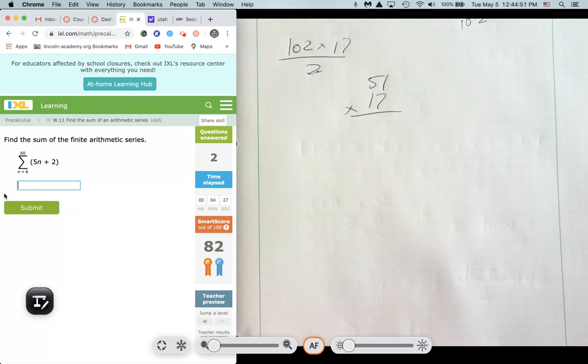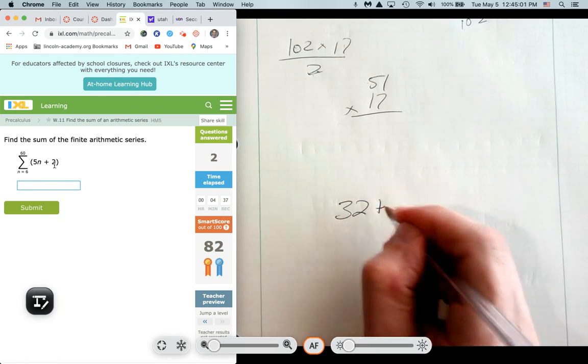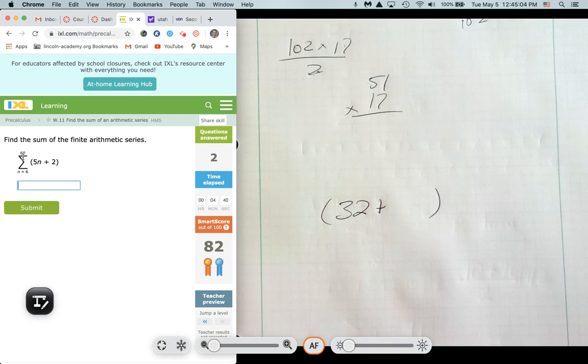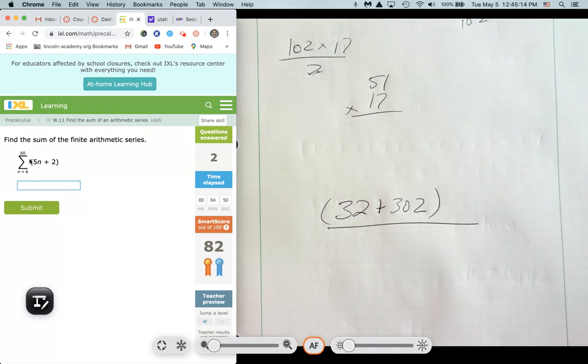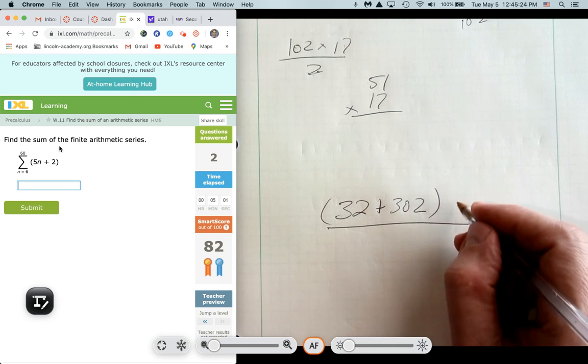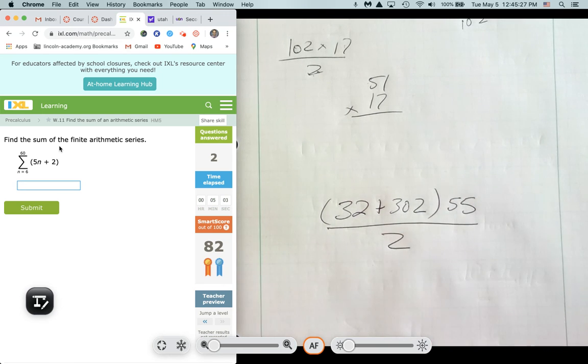You're still going to find the first term, which is when you plug in a 6. 5 times 6 is 30. 30 plus 2 is 32. So I have 32 plus, what will the last term be when I plug in a 60? Well, 5 times 60 is 300 plus the 2, so I'm adding 302. I'm going to multiply by how many terms there are. Now be careful, remember how we calculate the number of terms. It's not 60 minus 6, or you'll be 1 short. It's 60 minus 5. 60 minus 5 means there's 55 terms, and then we divide by 2 at some point.